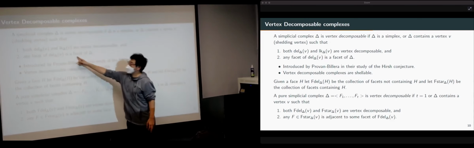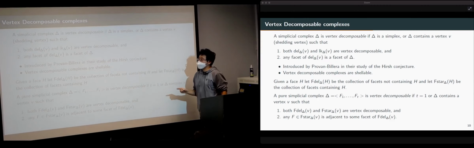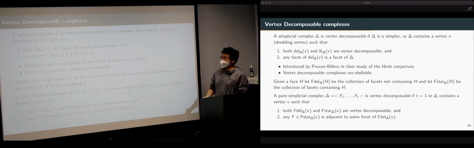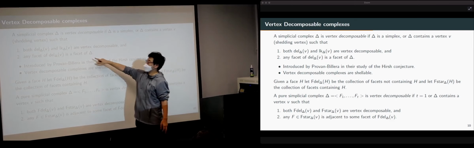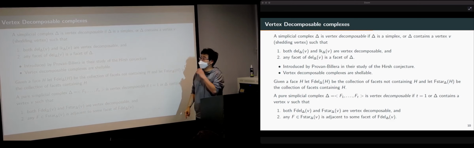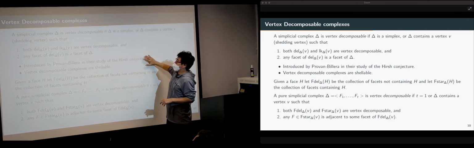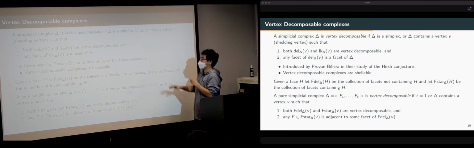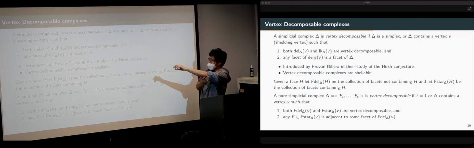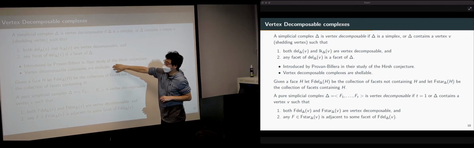Why this is not obvious is because we saw in the previous slide that if you take the deletion, purity is usually not preserved. But here we are requiring that all the facets of the deletion are again facets here, so it's kind of already requiring that purity has to hold. So why was this studied? This was introduced by Provan and Billera in their study of the Hirsch conjecture. And vertex decomposable complexes are indeed shellable.